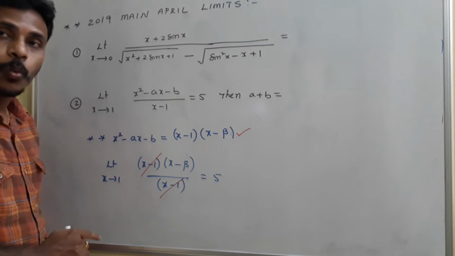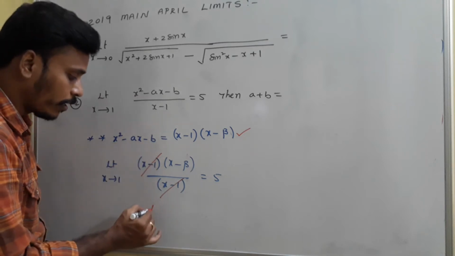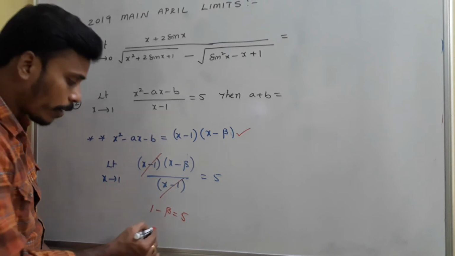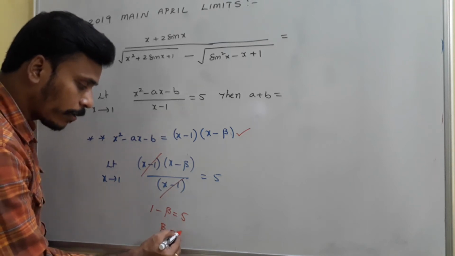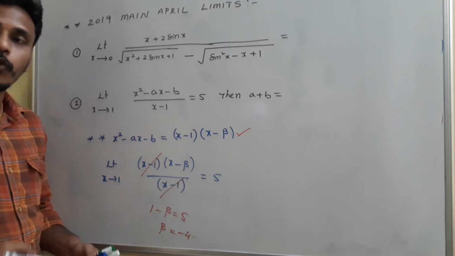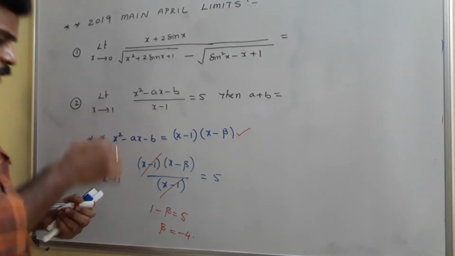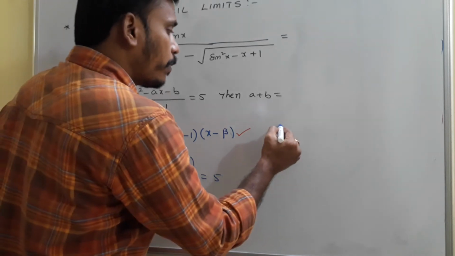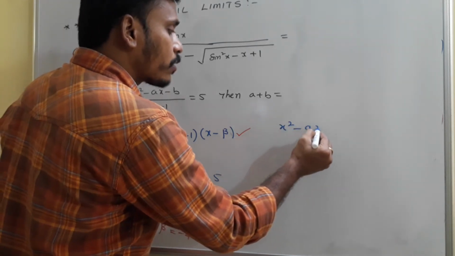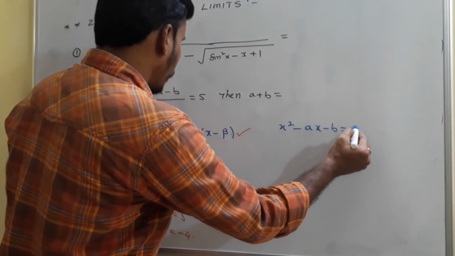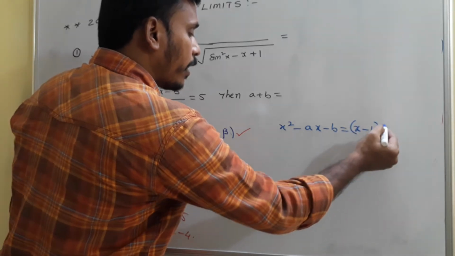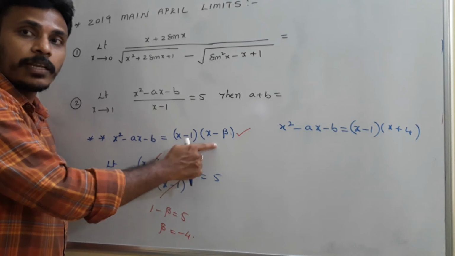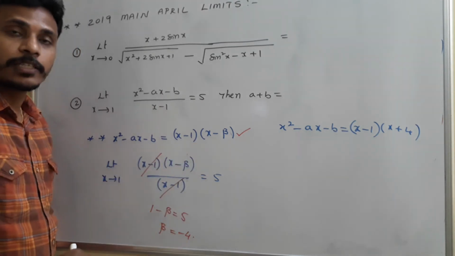As x tends to 1, replace x with 1, and we get 1 minus beta is equal to 5. Since 1 minus beta is equal to 5, beta is equal to minus 4. So our target is to find a plus b. So beta is minus 4. Since beta is minus 4, x square minus ax minus b is simply x minus 1 into x plus 4, because we considered it as x minus beta and we have beta as minus 4.